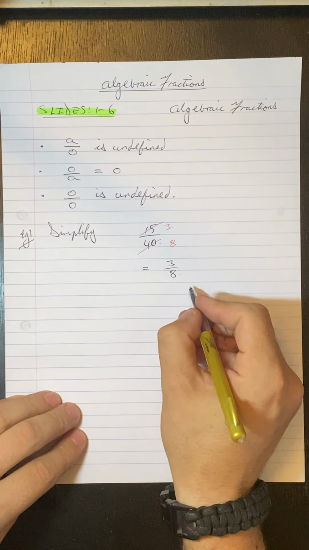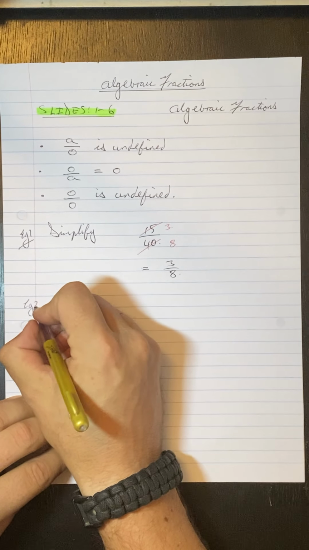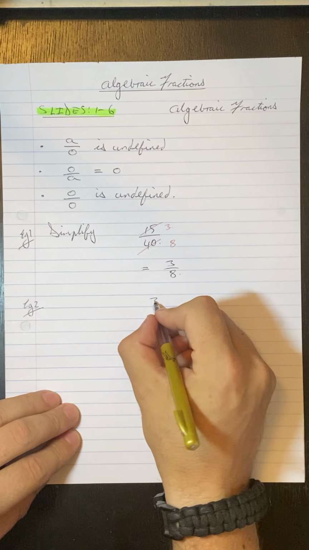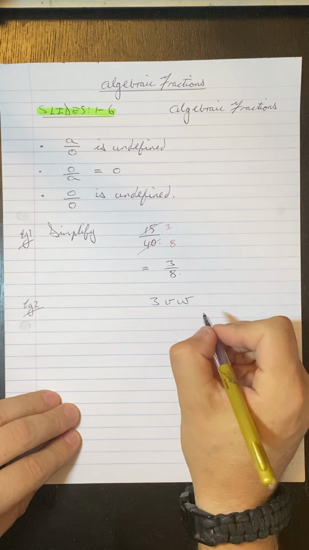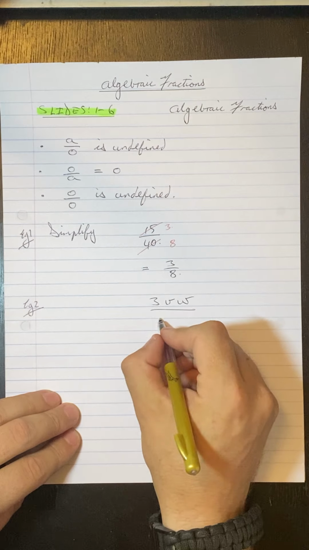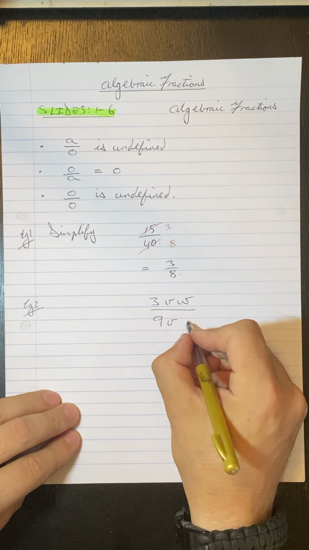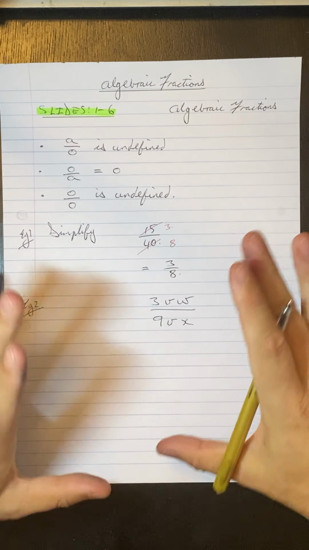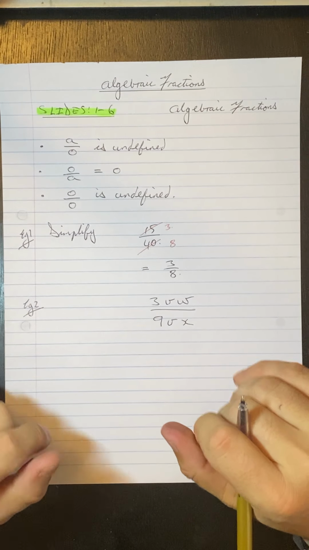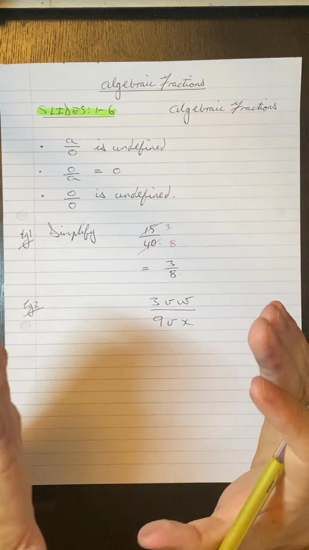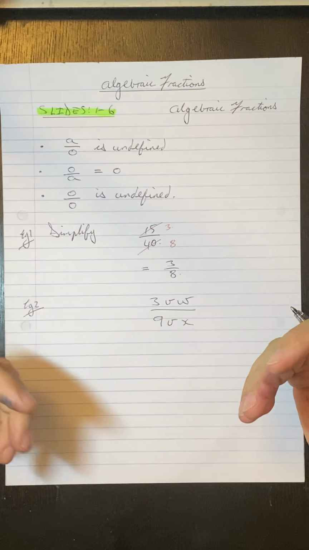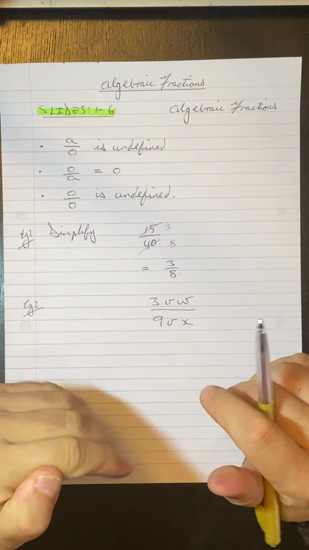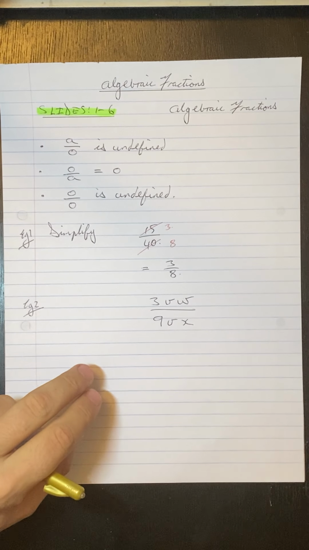So if we go to example 2, example 2 again is asking us to simplify 3VW over 9VX. Now, with a question like this, when you get a combination of numbers and variables, I like to work with numbers, simplify, letters with letters, simplify. Now, when it comes to the letters with letters, you're going to look for the same letter at the top and the same letter at the bottom. Okay, so let's have a look at the numbers first.